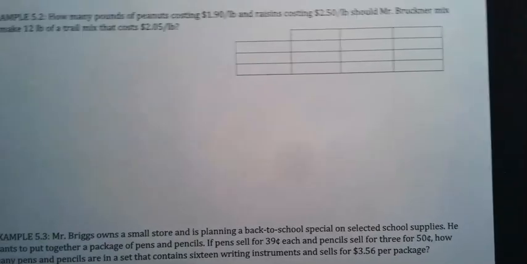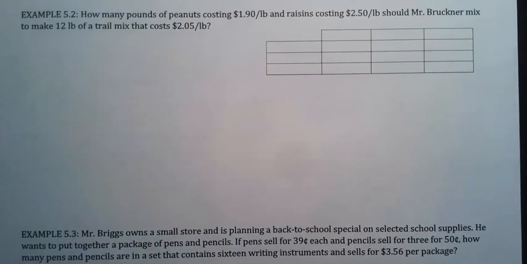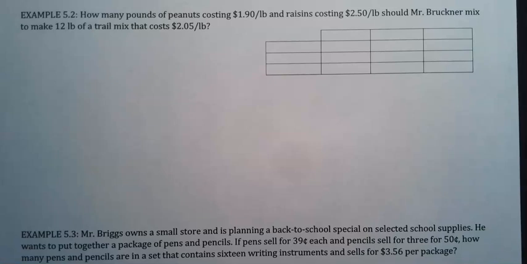Let's go to the back. Example 5.2. How many pounds of peanuts costing $1.90 per pound and raisins costing $2.50 per pound should Mr. Bruckner mix to make 12 pounds of a trail mix that costs $2.05 a pound? All right, so we're combining, let me change my color here. We're combining peanuts and raisins to make trail mix. Okay, so I'm gonna have peanuts and raisins, and we've got trail mix. Or you could just put mix.